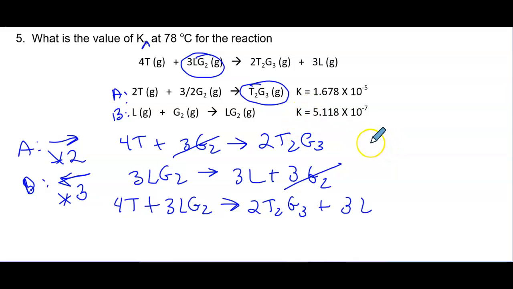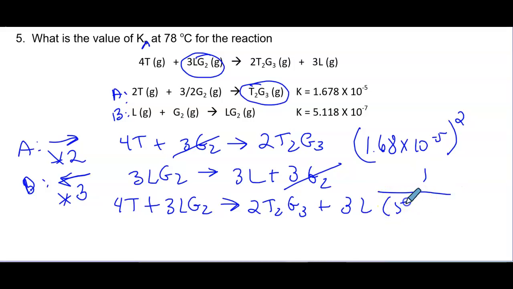So then I'm going to take 1.68 times 10 to the negative fifth, and I kept it forward, so all I have to do is raise it to the 2. And then for part B, I reversed it, so I've got to put it underneath 1, 5.118 times 10 to the negative 7th. But we also multiplied by 3, so we're going to raise it to the 3rd power, and we're going to get those numerics.